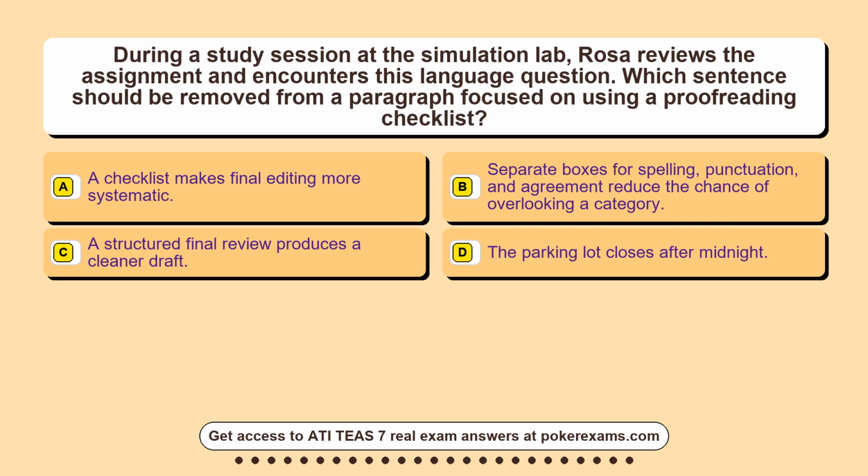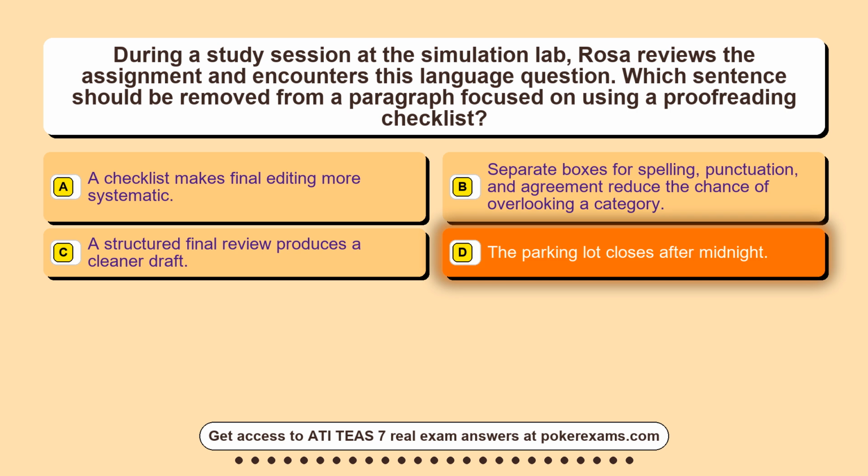Question 3. During a study session at the simulation lab, Rosa reviews the assignment and encounters this language question. Which sentence should be removed from a paragraph focused on using a proofreading checklist? Option A. A checklist makes final editing more systematic. Option B. Separate boxes for spelling, punctuation, and agreement reduce the chance of overlooking a category. Option C. A structured final review produces a cleaner draft. Option D. The parking lot closes after midnight. The correct answer is option D. The parking lot closes after midnight.